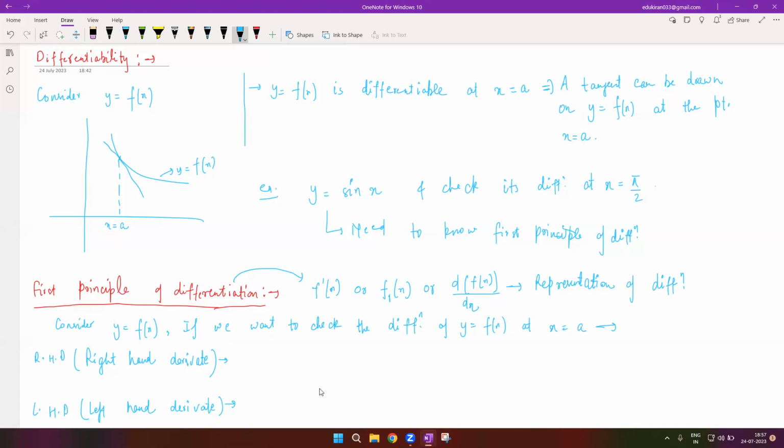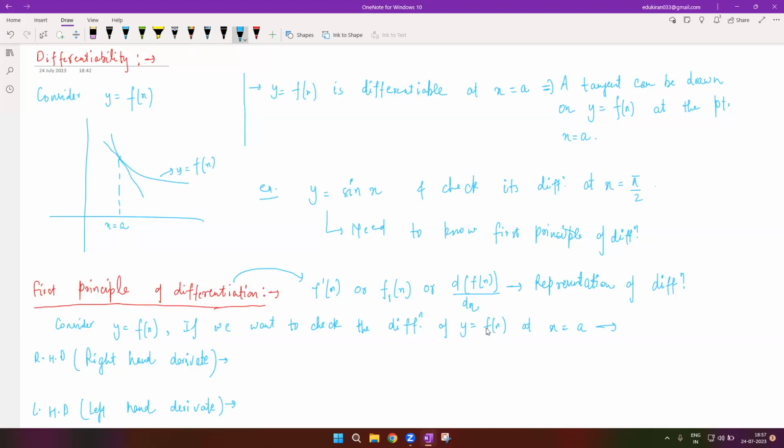So first of all, I'm telling you how we find out the differentiation. We find out these two things and then compare them. If they are equal, then we say that the given function is differentiable. And whatever is the value after solving the right hand derivative and left hand derivative, if they are both equal, that is the value of differentiation. And if they are not equal, then we say that the given function is not differentiable.